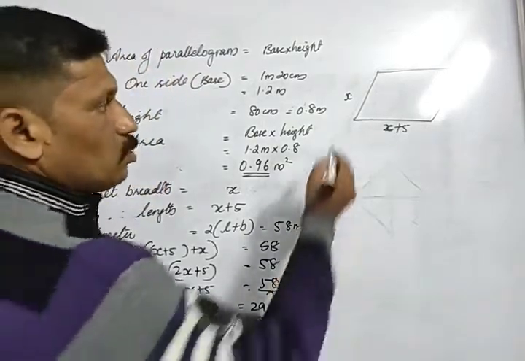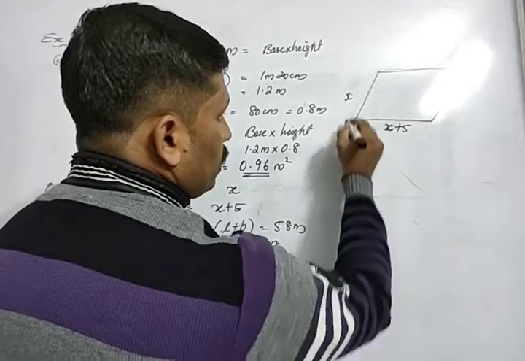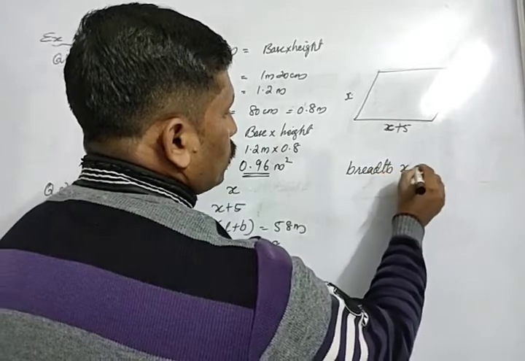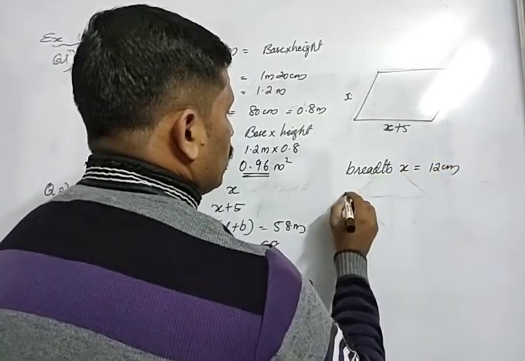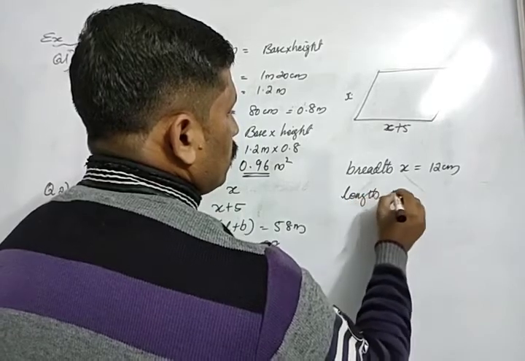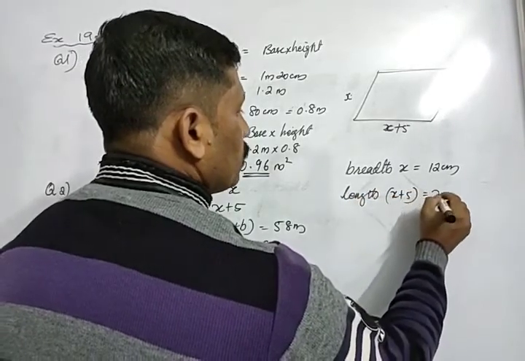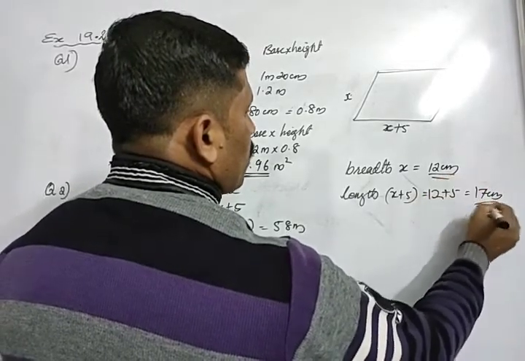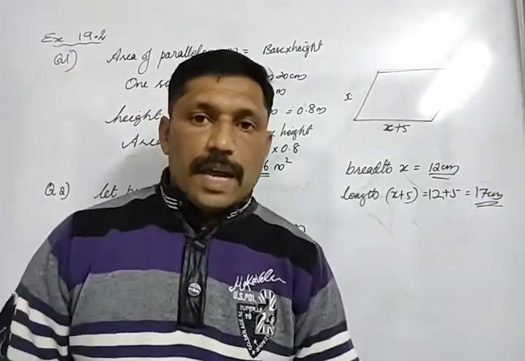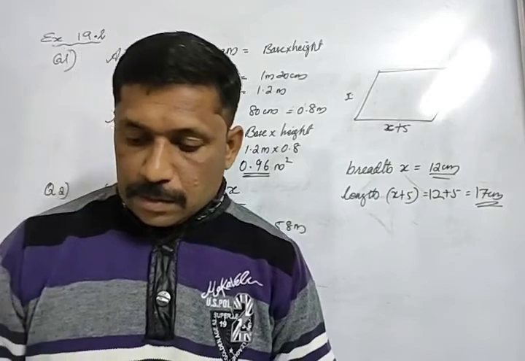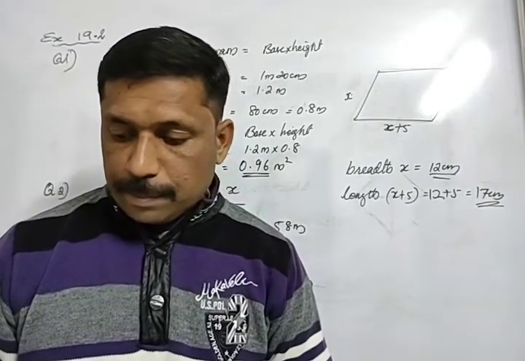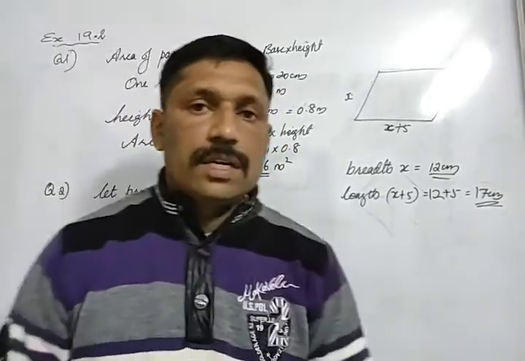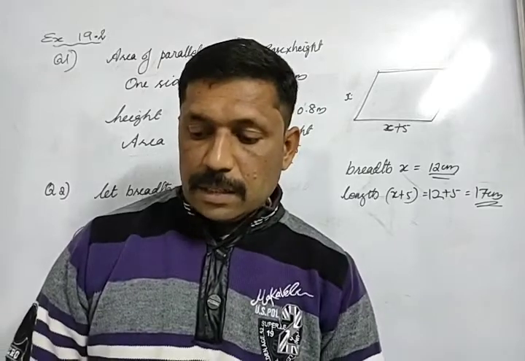So the x value we got is 12 centimeter. What does x mean? Sorry, it's breadth. Therefore, breadth x is equal to 12 centimeter and length is equal to x plus 5. That means 12 plus 5, that is equal to 17 centimeter. 12 centimeter and 17 centimeter are the length and breadth of that parallelogram. So students, I think you understood these two questions. Now we move to the third question.